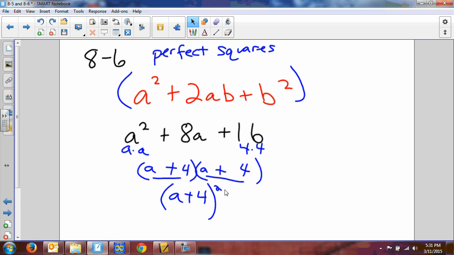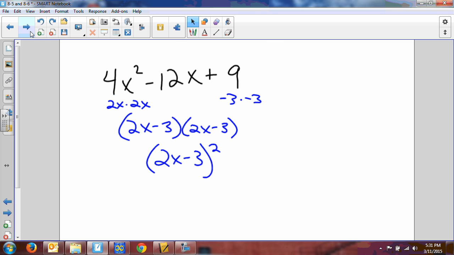So if you see this, this is not distributing. This is A plus 4 times A plus 4, like written up here. On this one here, 4x squared is 2x and 2x. 9 is 3 times 3, but 2 times 3 would give me positive 6. So you've got to remember that negative 3 and negative 3 also make 9. So 2x times negative 3 is negative 6x, times 2, negative 12x. So 2x minus 3, 2x minus 3, written like that.